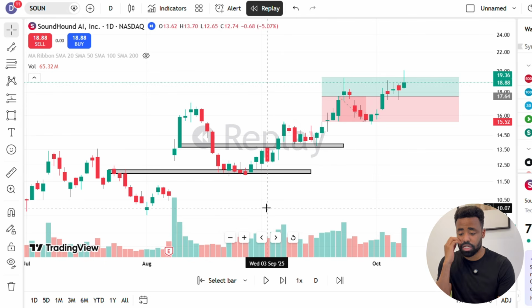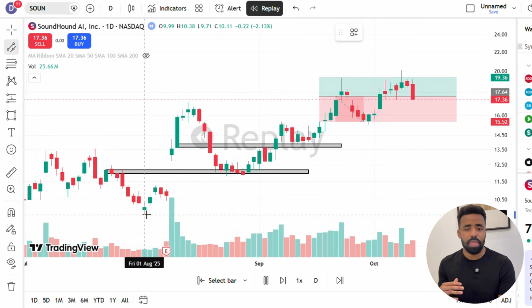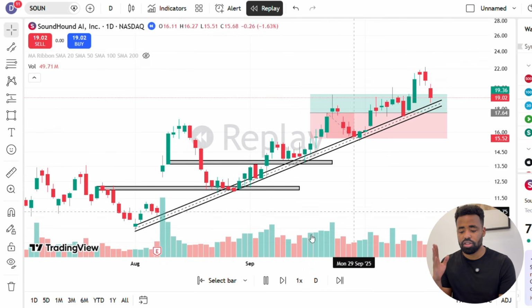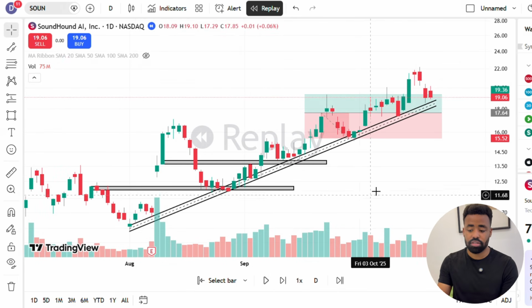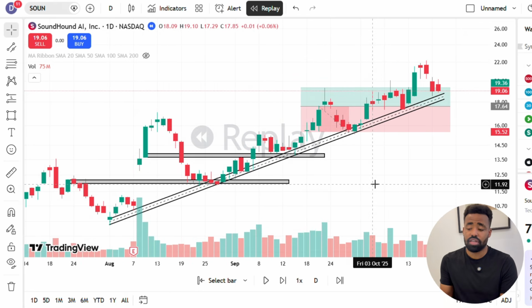Now here's something else I want you guys to notice. As this trade starts working, I'm not staring at my phone every 5 minutes. I'm not panicking over every little red candle because nothing has changed. The trend is still bullish, support is still holding. As you can see, higher lows are still being respected. The original reason I entered the trade in the first place still exists.